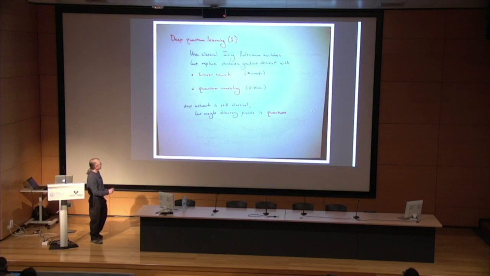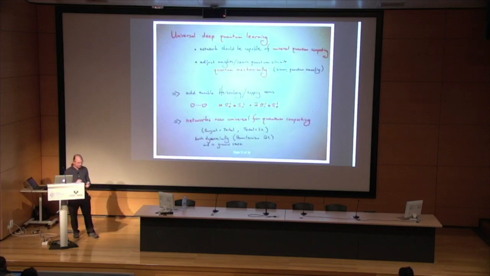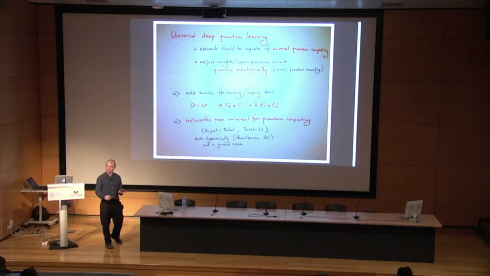So the deep network is still classical. We could look at a quantum weight discovery process. Well, that's interesting, but what we'd really like to have is something more quantum mechanical. By the way, these methods work pretty well.